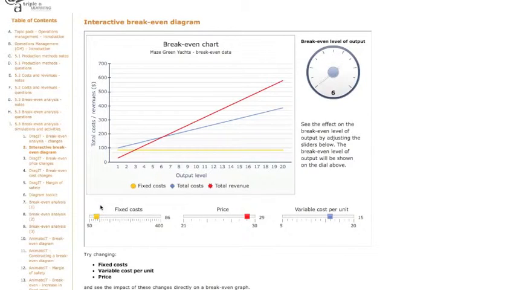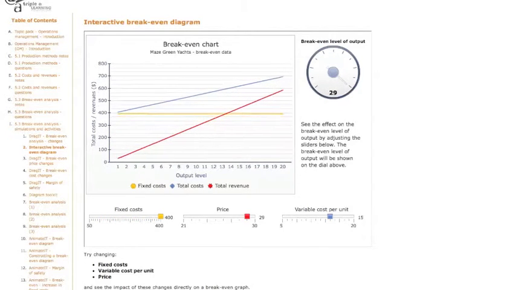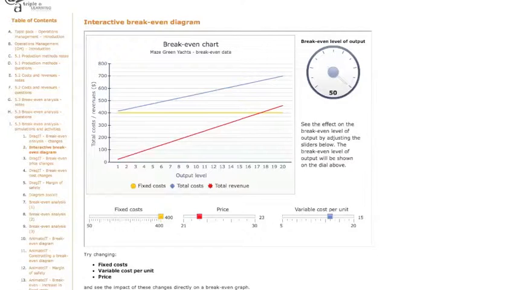But if we have high costs and we have a low price, we could see that there is much loss for the company and there is no profit, as the total revenue line has not met the total costs line, and thus the break-even output is much higher. So we'll move these back.